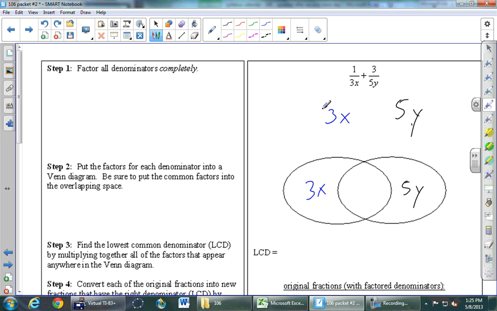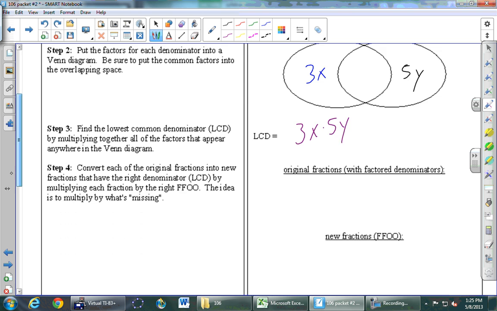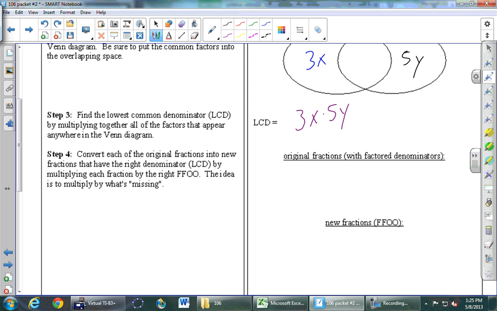So when I write the LCD, I just write 3 times x times 5 times y. And sure, you can turn it into a 15. You might feel obligated to turn it into 15xy. I don't want to turn it into a 15. 15 is going to hide what I'm looking for in the next step, which is to find the missing pieces. So copying the original fractions, it was 1 over 3x, and the other one was 3 over 5y.